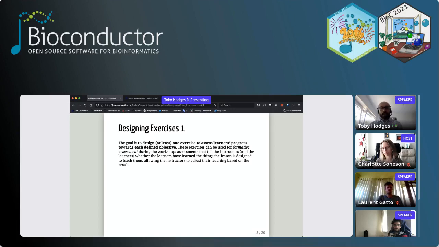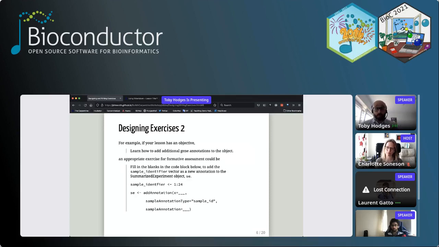And so the idea is that if these exercises have been designed well, then they will tell you whether the learner has learned the thing that you intended to teach them, and also beyond that, if they haven't learned it or if they've misunderstood something, what the misconception is, so that you can as quickly as possible address it and fix it during the workshop itself.